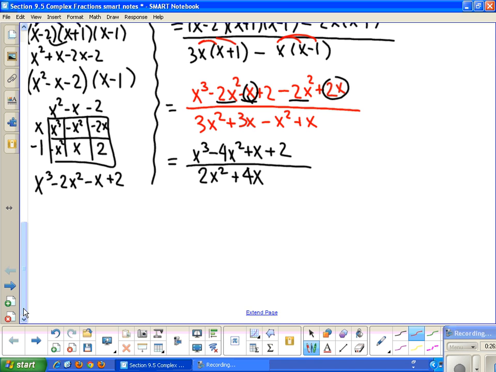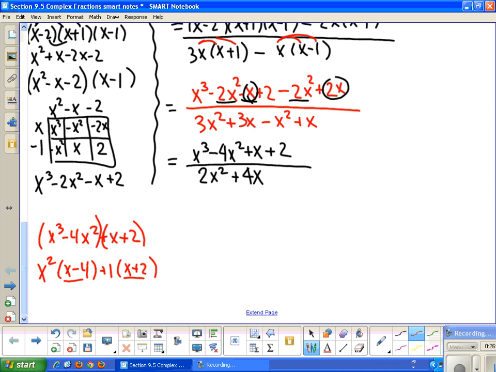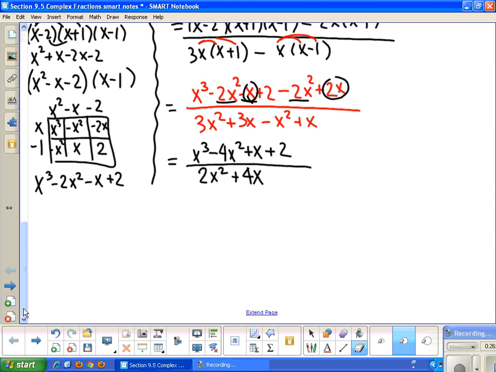So this would be factored by grouping in my numerator, x cubed minus 4x squared plus x plus 2. So if I group these two and these two together, I would get x squared times x minus 4, and then this would be, you can't factor anything out, so plus 1 times x plus 2. Since these are not the same, I can't do factor by grouping, so that's not going to factor. I'm going to erase that. My denominator can factor into 2x times x plus 4. So you could write your denominator over that.